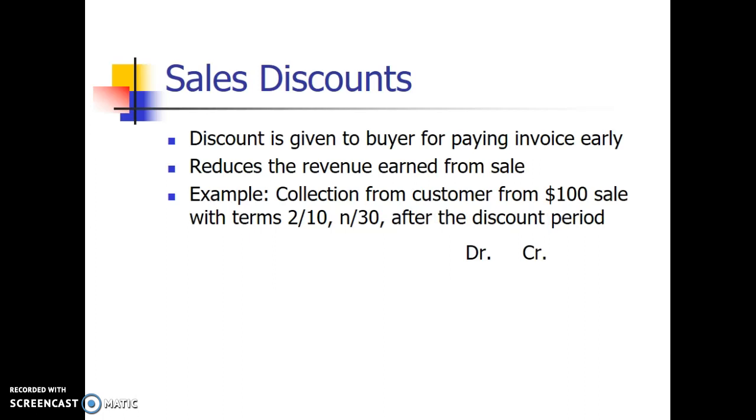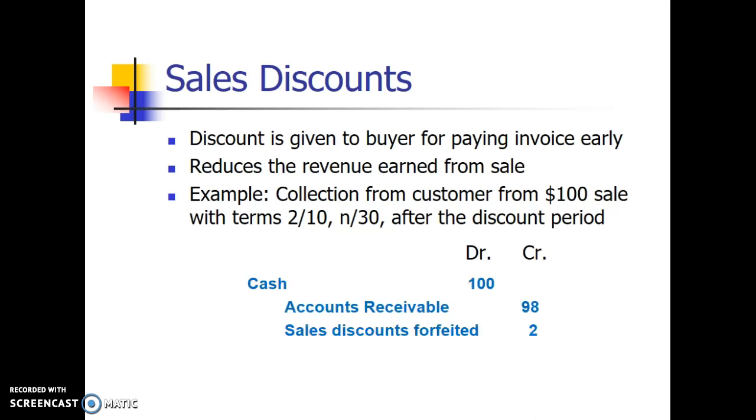Now, let's say the customer didn't pay us within 10 days. And so they have to pay us the whole 100 by 30 days after the date of sale. So then we're going to get a check for 100. So we will end up debiting cash for the 100. We'll credit the accounts receivable for the 98. We're not going to credit for 100 because the balance is 98.